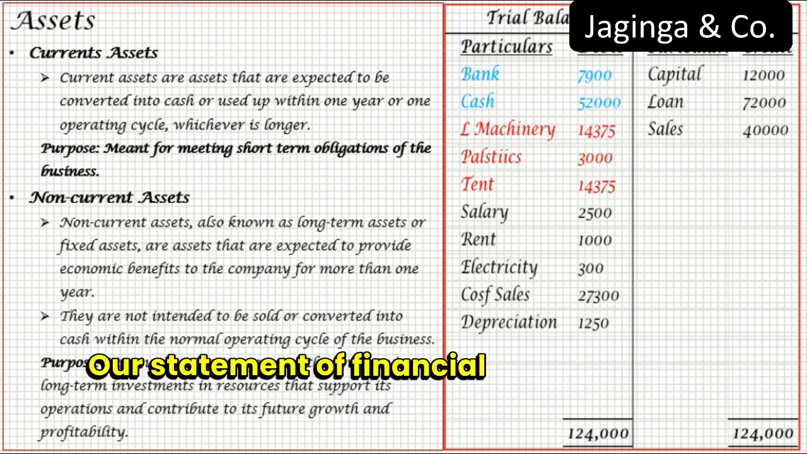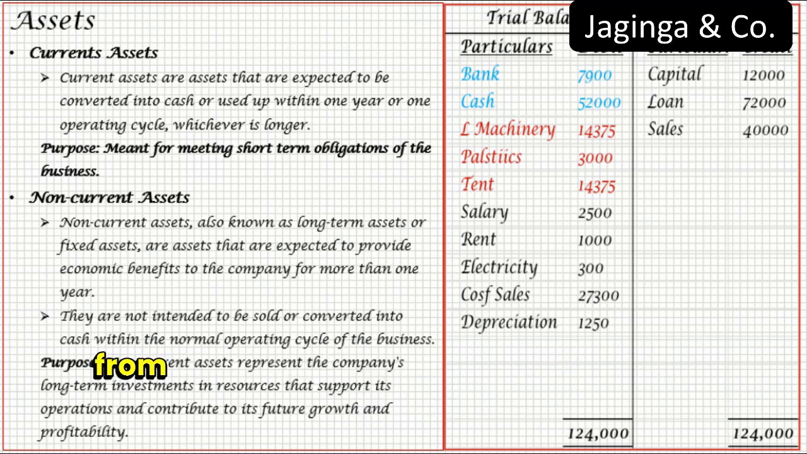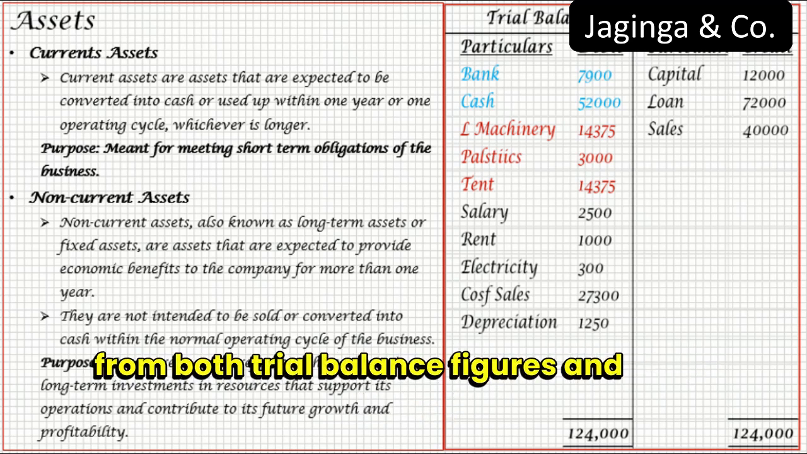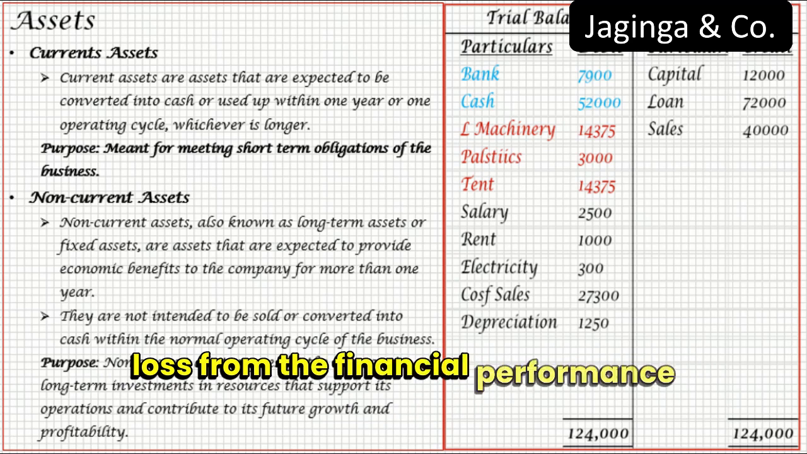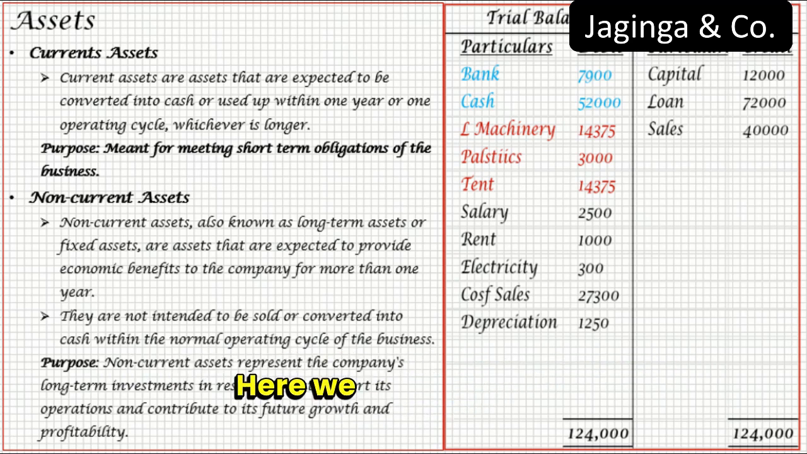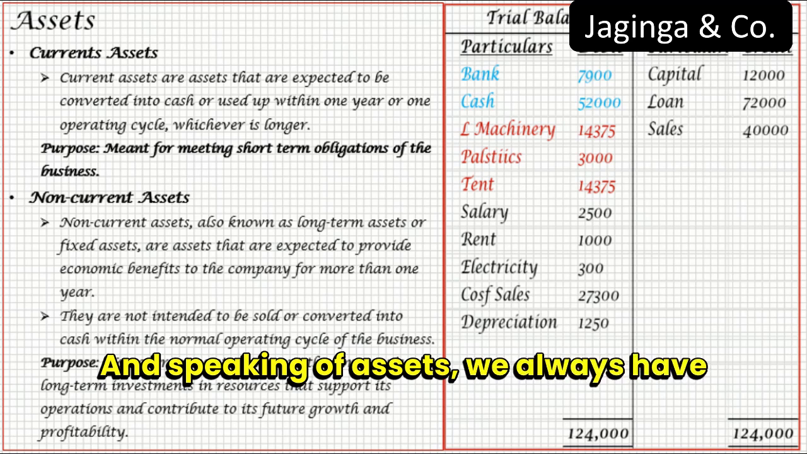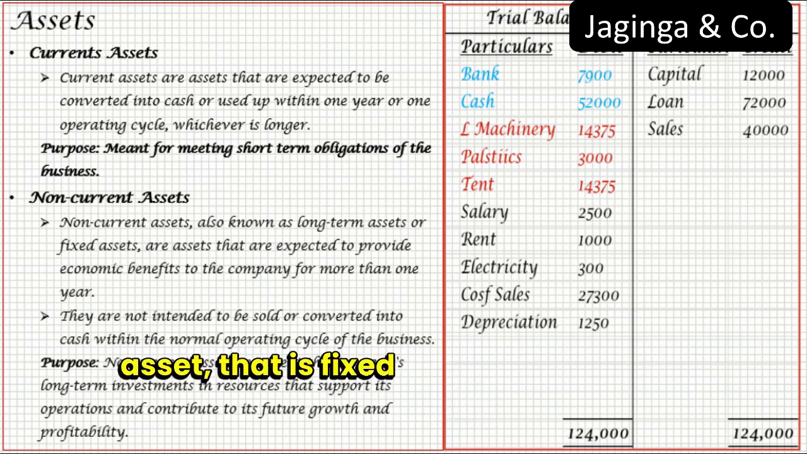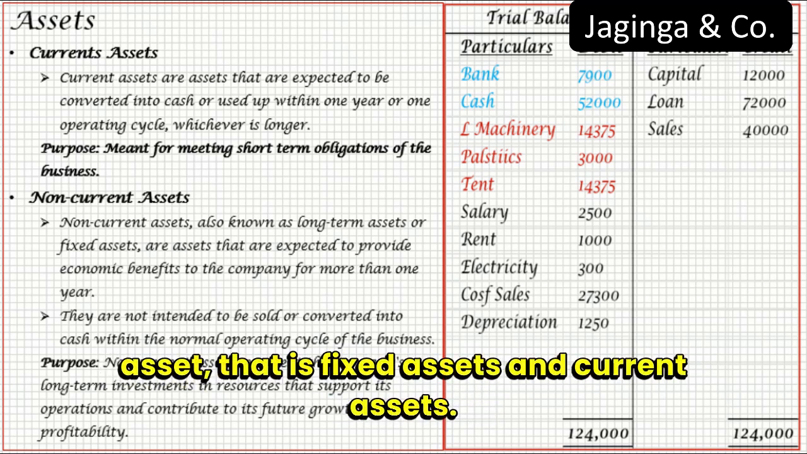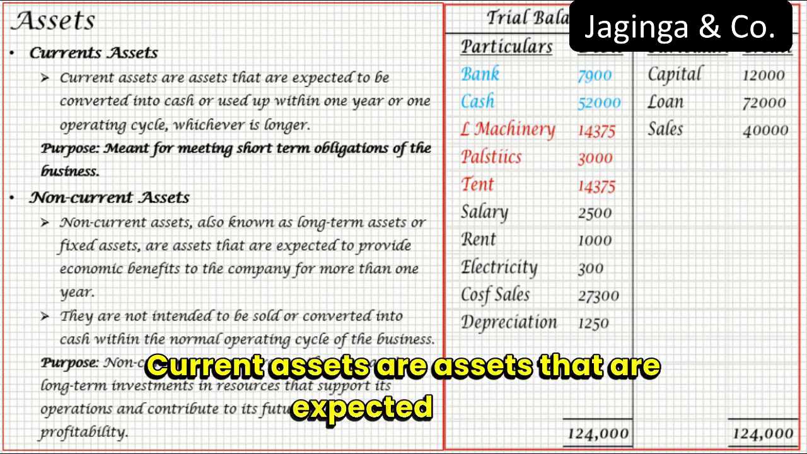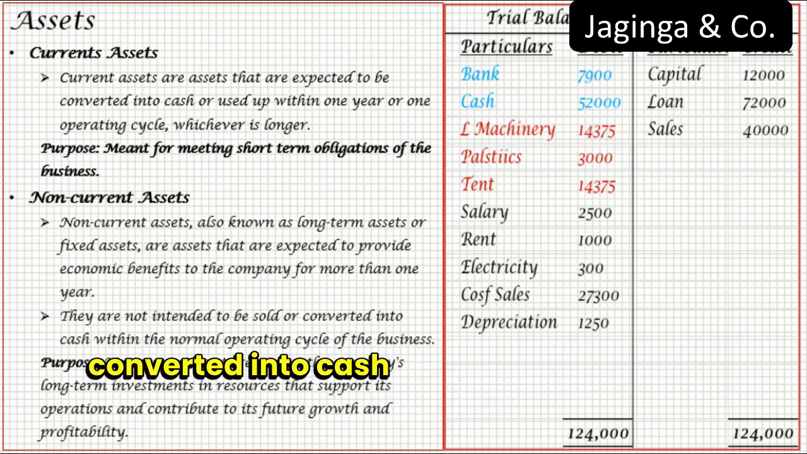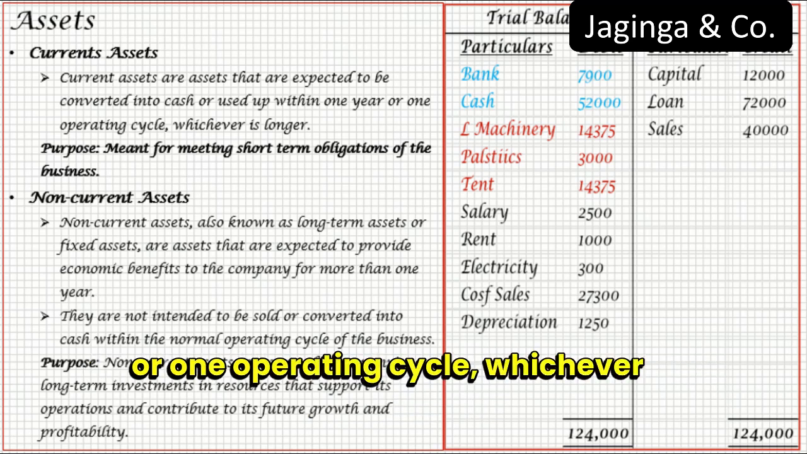Our statement of financial position will be derived from both trial balance figures and profit or loss from the financial performance statement. Here we are looking at the assets, liabilities, and equity. So, we will start with assets. And speaking of assets, we always have non-current assets, that is fixed assets, and current assets. Current assets are assets that are expected to be converted into cash or used up within 1 year or one operating cycle, whichever is longer.